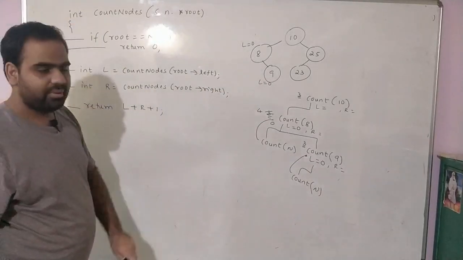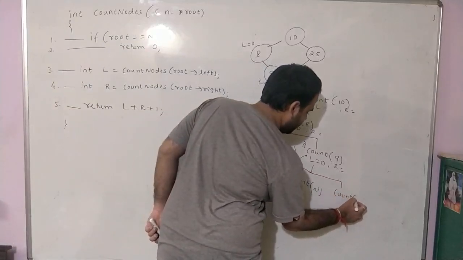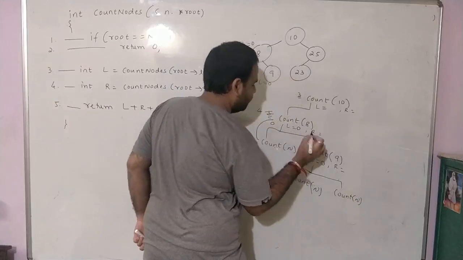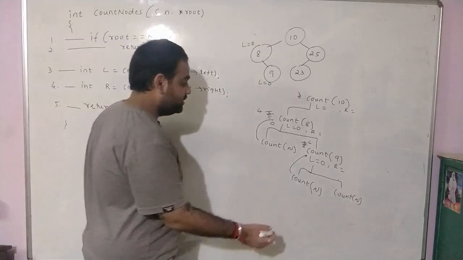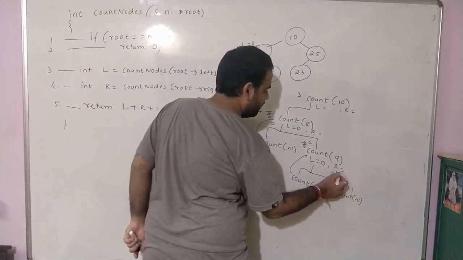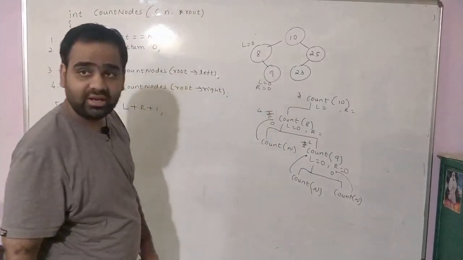Now you execute line number 4. Again you compute count nodes of 9 arrow right. What is 9 arrow right? Null. And you call this from line number 4. Is null equal null? Yes, you return 0. Where do you return 0? To line number 4. And it says the number of nodes with respect to RHS of 9 are 0.